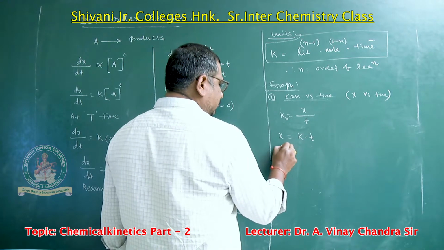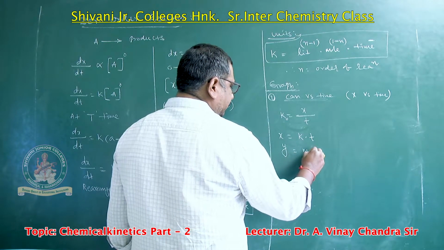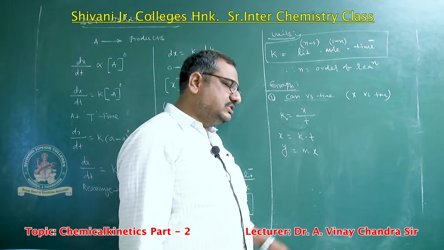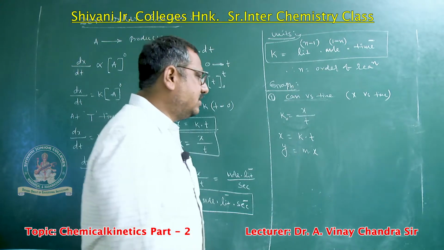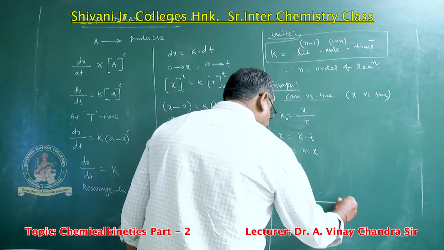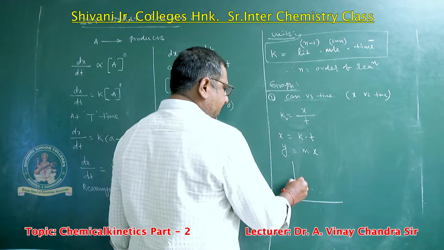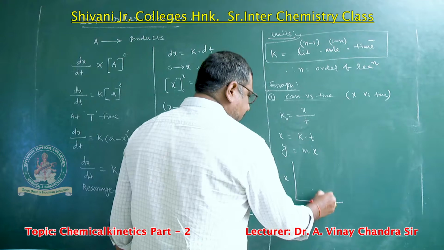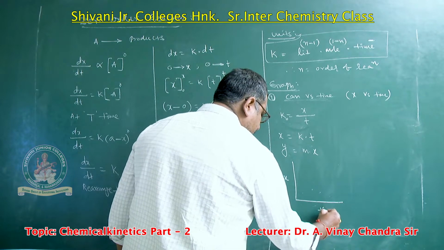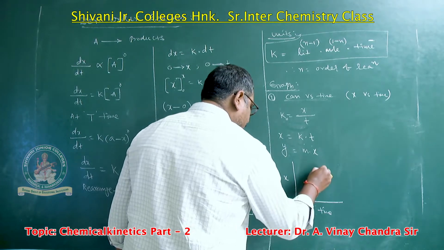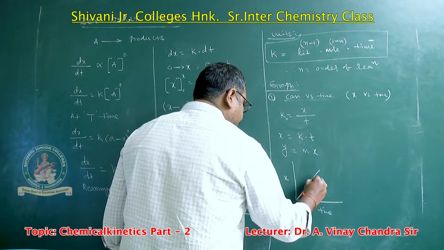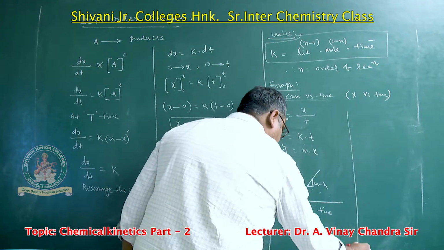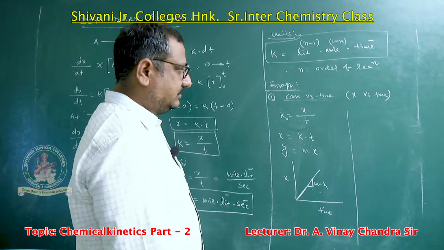So this graph belongs to the y is equal to mx type. Graphs are of two types, y is equal to mx and y is equal to mx plus c. Y is equal to mx means it passes through the origin. In this graph, on the y-axis we take concentration x, and on the x-axis we take time. The slope m is equal to k.